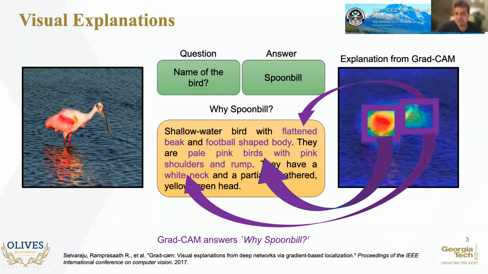Let's dig deeper into this explanation. The highlighted red region is why the decision of spoonbill is made. In fact, the red region is more impactful for the decision of a spoonbill than the yellow and green regions. The blue region plays no role in the decision or a very limited one. Consider the language-based explanation in the center. All the necessary characteristics, including the flattened beak, the pale pink body, and everything else is highlighted in the image. This is exactly what we expect. Hence, the network is making the right choice based on the right features.